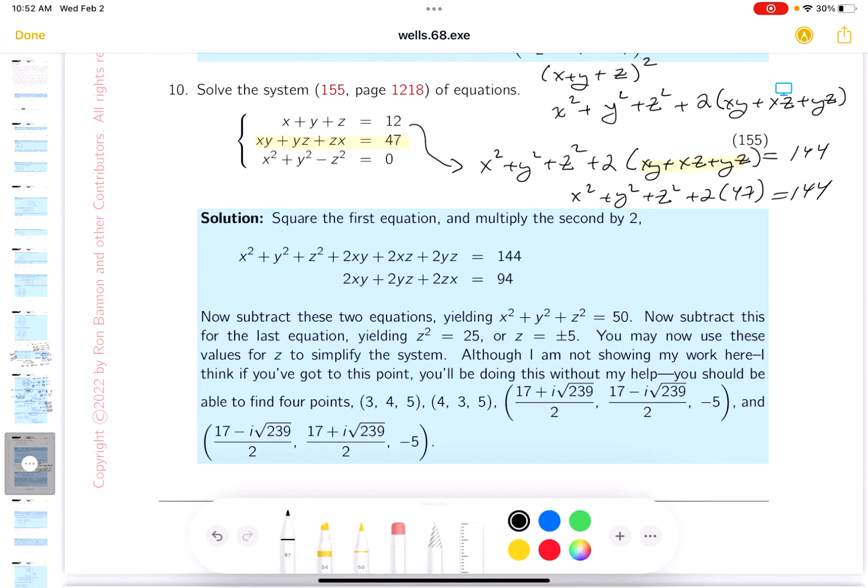Now I'm going to simplify that. And if you simplified that, what would you get? You would get x squared plus y squared plus z squared is equal to, what's 2 times 47? That's 80 and 14. That's 94. And I'm going to take that from 144. That's 50, isn't it?